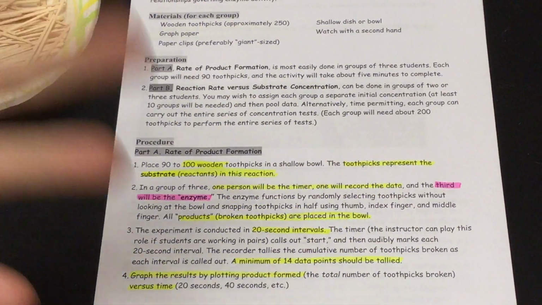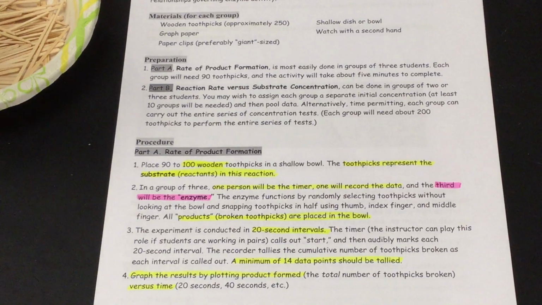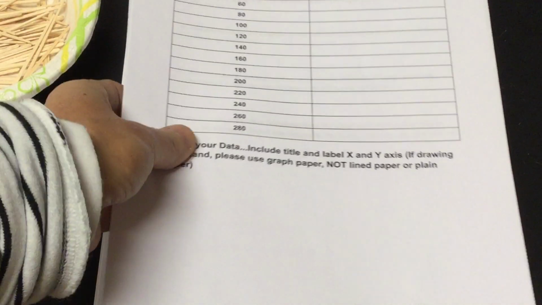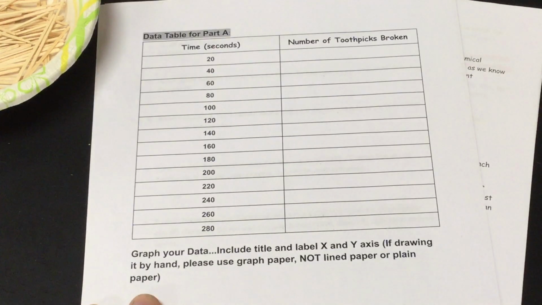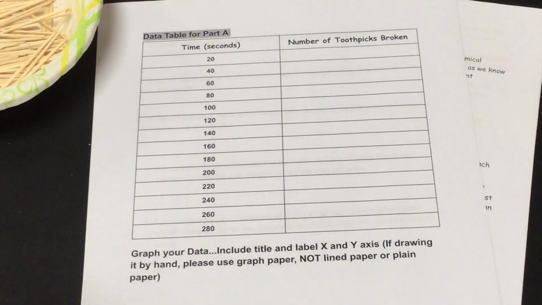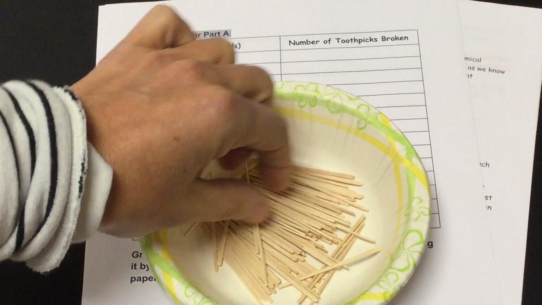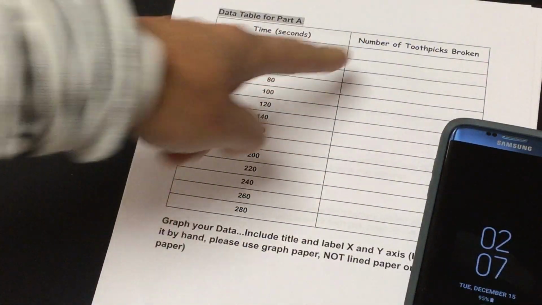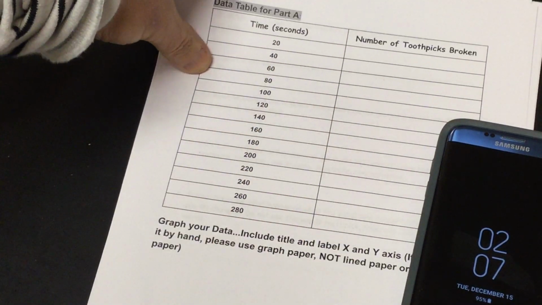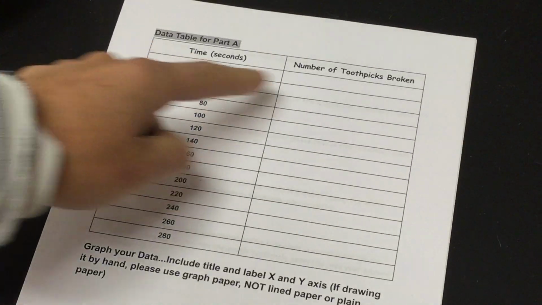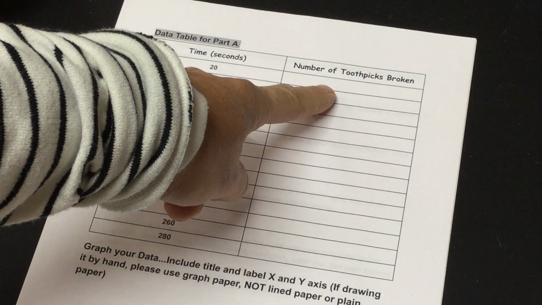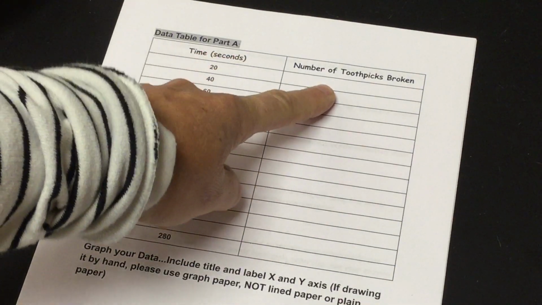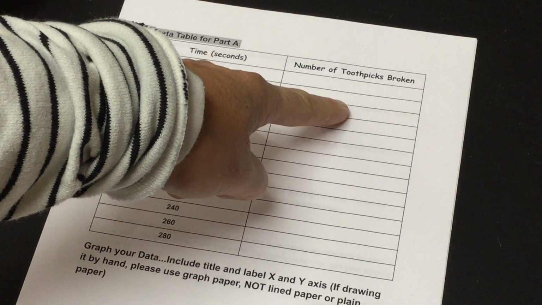So you guys are going to see my timer go. And what you're looking at is I'm doing 20-second intervals. I'm going to break the toothpicks one at a time. I'm going to be keeping a loud count for you. So as I break them, 1, 2, 3, 4, and I'm going to keep going. When you see my timer hit 20 seconds, you need to write your number in this data table, part A. So let's say I have 8 broken at 20 seconds. I'm going to keep going. 9, 10, 11. When my timer hits 40 seconds, you're putting that number in there.